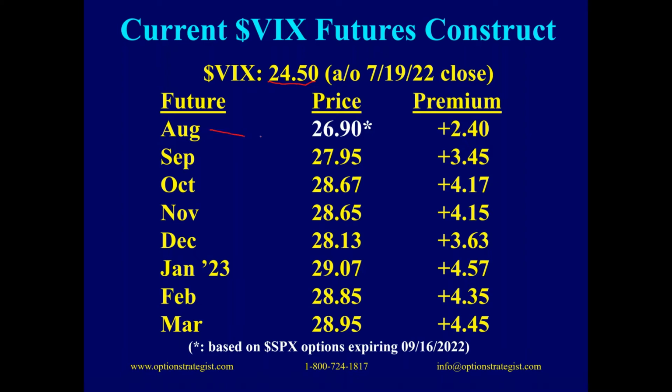The front month beginning this morning is August, and that closed last night at 26.90. So 26.90 minus 24.50 is 2.40. So that's the premium on the futures.